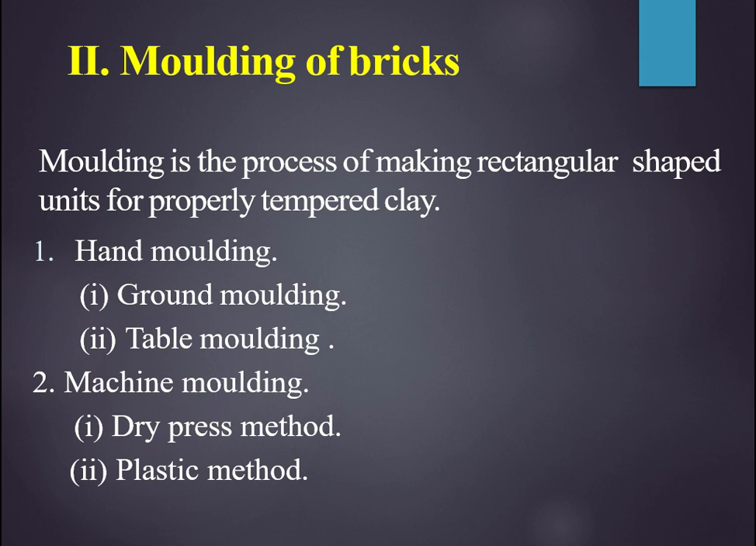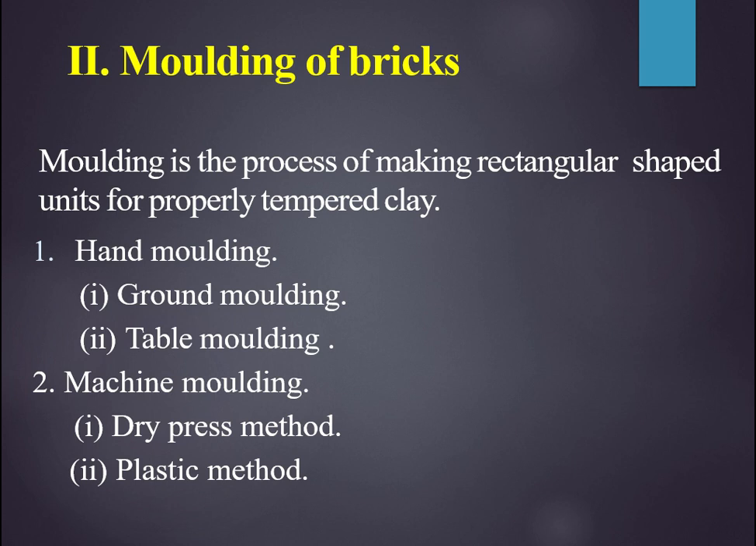Generally molding is done in two ways. One is hand molding and the other is machine molding. Hand molding can again be done in two ways, which are ground molding and table molding. In the sense, hand molding means you are taking the help of a person who does the molding process with the help of his hands. It can be done on the ground level or on a table. That's why it's called ground molding and table molding.